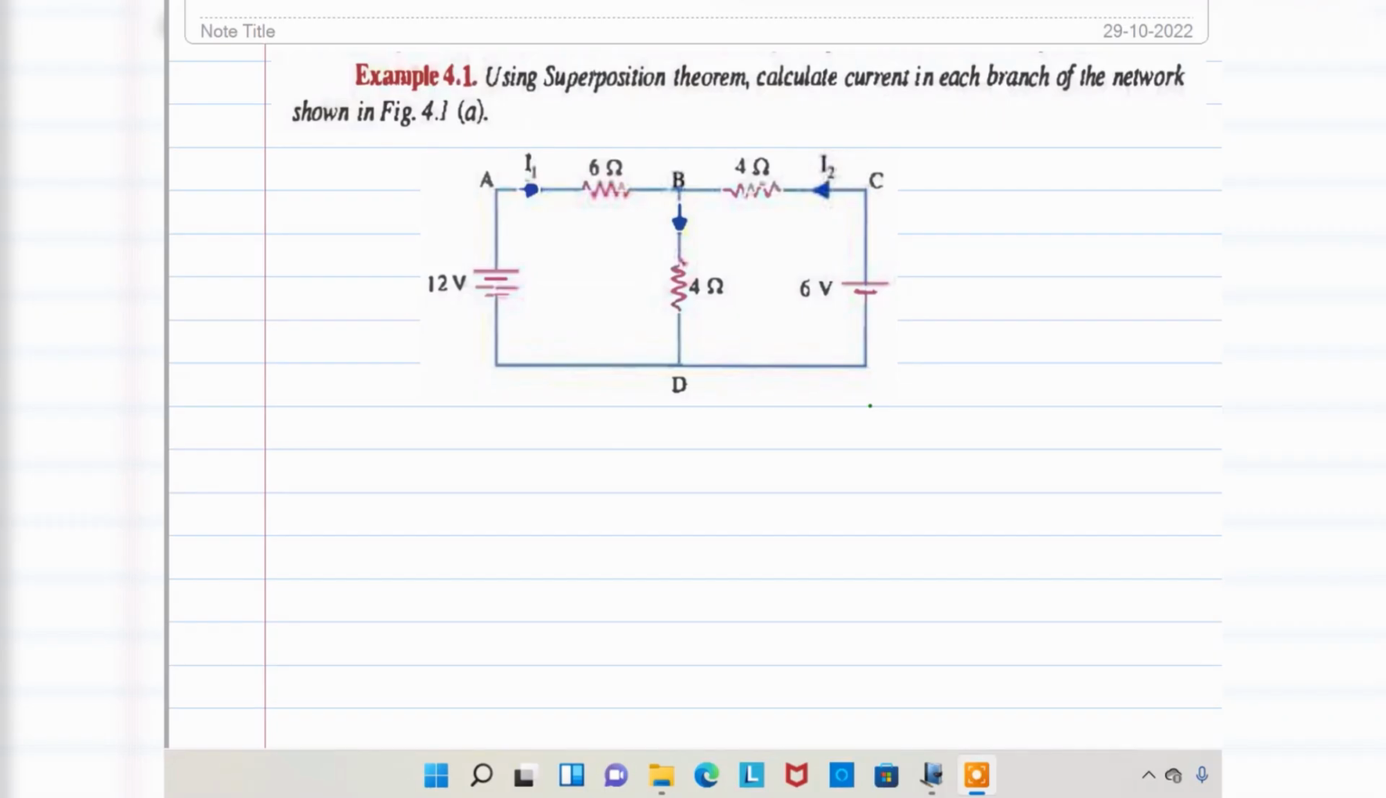Next we are moving to the example 1.4. Using superposition theorem, calculate the current in each branch of a network shown in the figure.